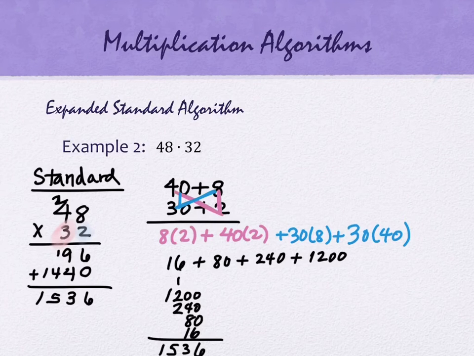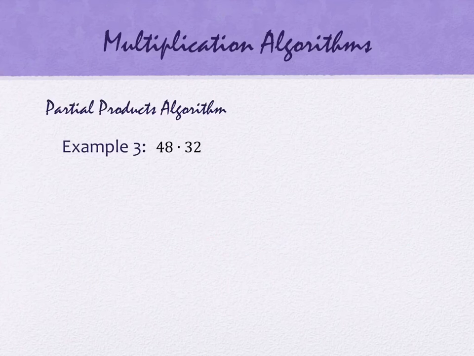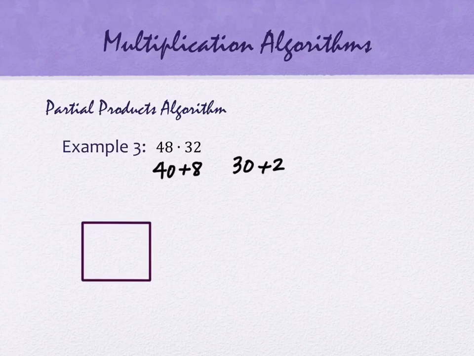My favorite's the next one. It's called partial products, and it breaks it apart much like that one did. I've got my 40 and 8. I've got my 30 and 2, okay? But the reason I like this one so much is because it models what happens with area. Now I'm going to do the simplified version of it, and then I'll show you what I mean by it models what happens with area.